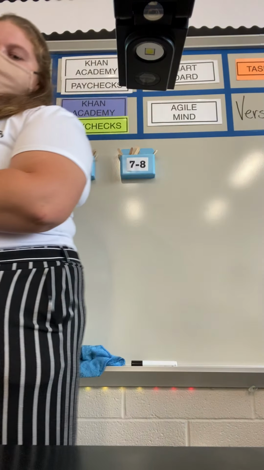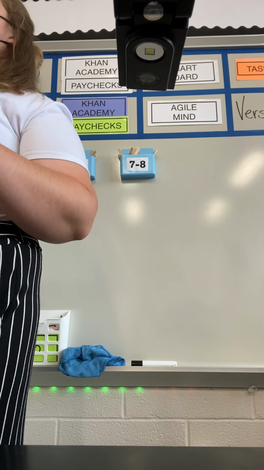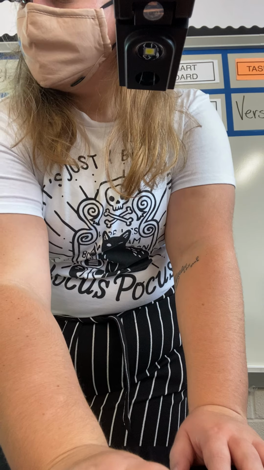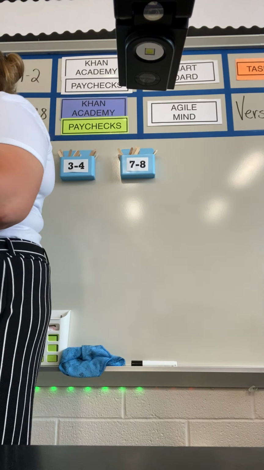Which point on the number line best represents root 7? X. Beautiful. Do we have any questions on this one?